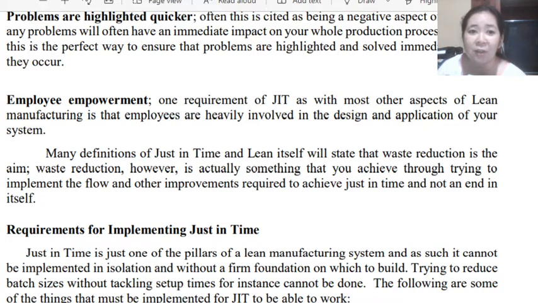Many definitions of just-in-time and lean itself will state that waste reduction is the aim here. Waste reduction, however, is actually something that we achieve through trying to implement the flow of other improvements required to achieve just-in-time, and not the end in itself. Okay, so basically, aside from eliminating the waste, we see that there are a lot of other benefits that we can gain from using the just-in-time system in our manufacturing system.